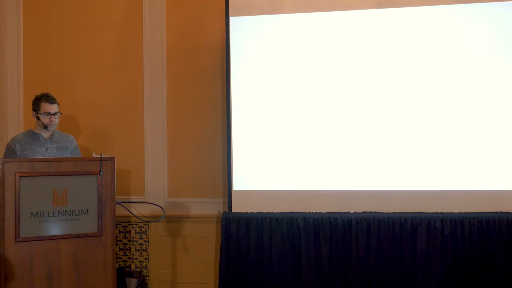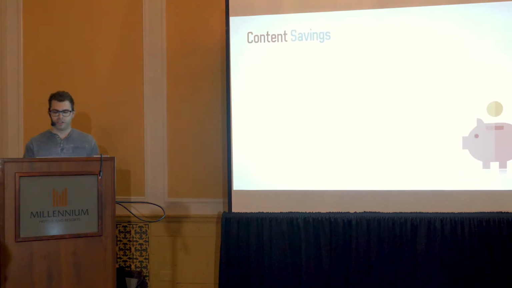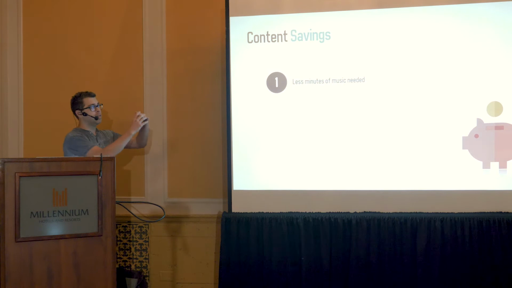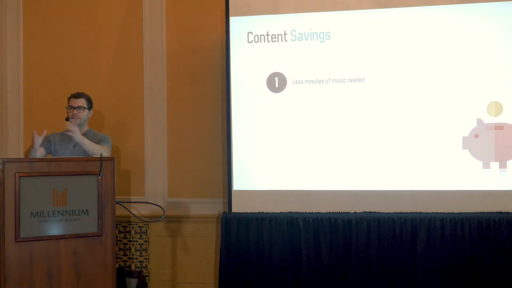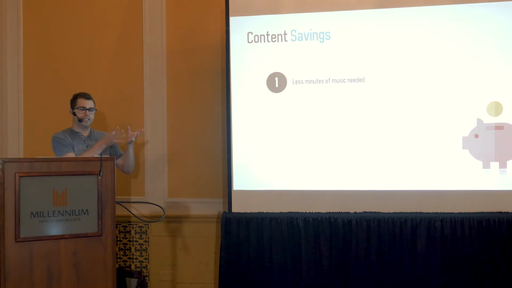The first thing is asset longevity, content savings. So less minutes of music needed. This is a very tangible thing. We tell them, hey, we'd love to use Wwise, and if you do it, we might actually not need to make as much music as you think. They've got a level, they want 3 different tracks for maybe explore, danger, and battle. That's 3 minutes of music, totally arbitrary figure. Maybe it's $1,000 a minute, that's $3,000.